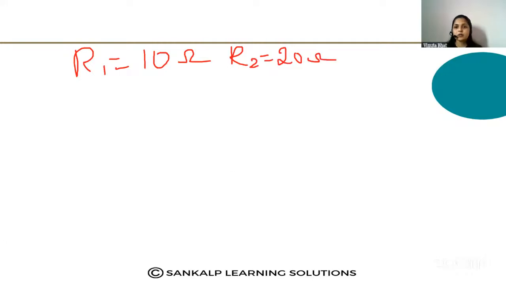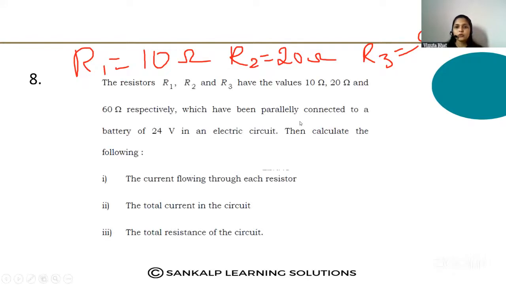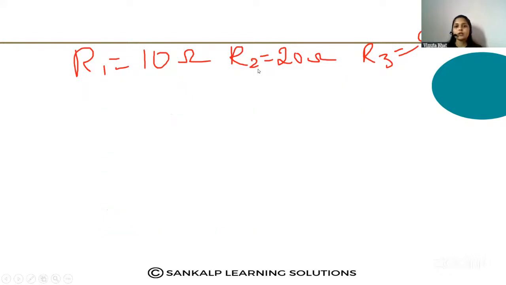R1 is equal to 10 ohm. R2 is equal to 20 ohm, and R3 is equal to 60 ohm. So here, how they are connected? First we have to find out the total resistance. They are connected in parallel.